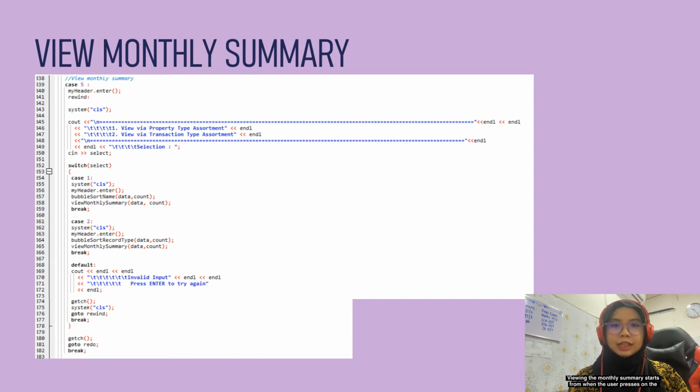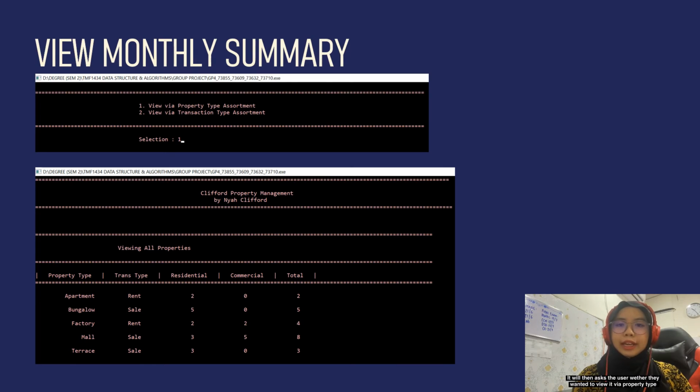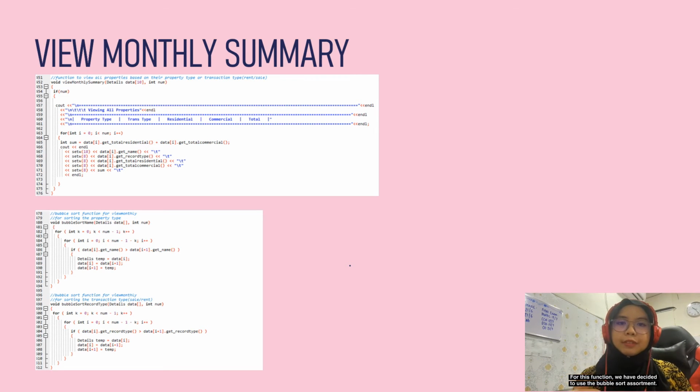Viewing the monthly summary starts when the user presses number 5 while still in the main menu. It will then ask the user whether they want to view it via property type assortment or transaction type assortment. For this function, we have decided to use the bubble sort. By pressing either one of the assortments, it will call the bubble sort function.